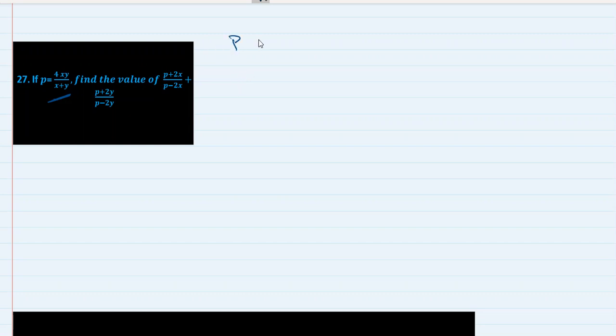See, we have got p over here. P is 4xy upon x plus y. How do I write this p, which is 4xy upon x plus y? Can I write it as 4xy upon x plus y? How do I split it? That is the doubt I'm having.